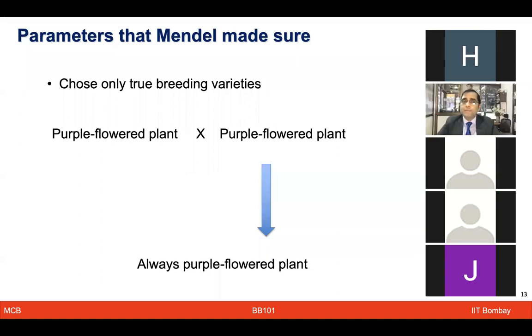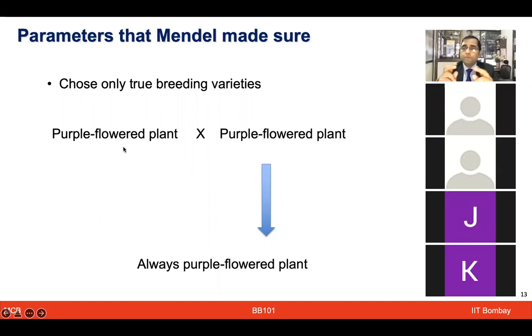So true breeding means he's going to take only purple flowered plants. He is going to do cross and keep doing cross till he always sees only purple flower plants in subsequent generations, and take seeds from those. And then only he will choose those seeds from the purple flower plant. Likewise, he will do cross of the white flower plant. When he sees only white flower plants coming in subsequent generations, then he takes the seeds from the white flower plant. So now the cross could be made from purple versus white, but both are true breeding varieties.